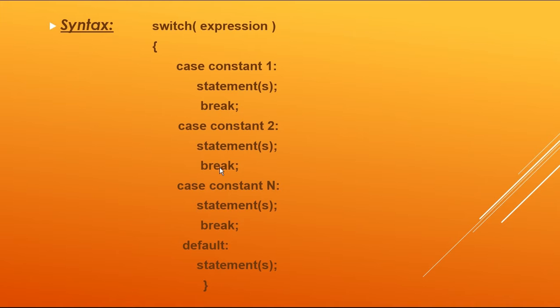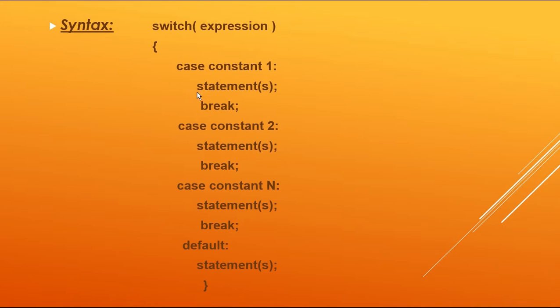Each case represents one choice. If the result matches any case, the corresponding block of statements is executed. Any number of cases can be written in one switch statement, up to n. What is the default label? The default label appears at the end of all case blocks. It is executed only when the comparison result doesn't match any of the above cases. By default, it will execute the default body statement and terminate the program.